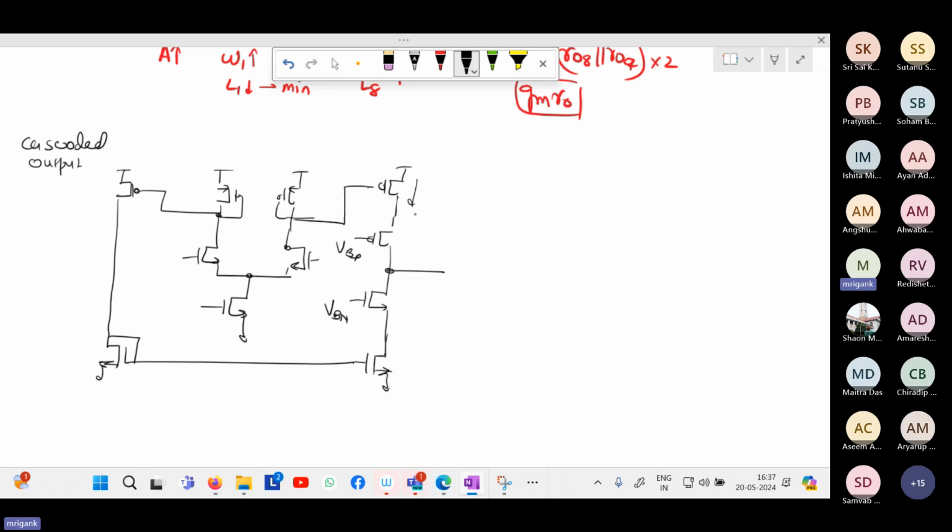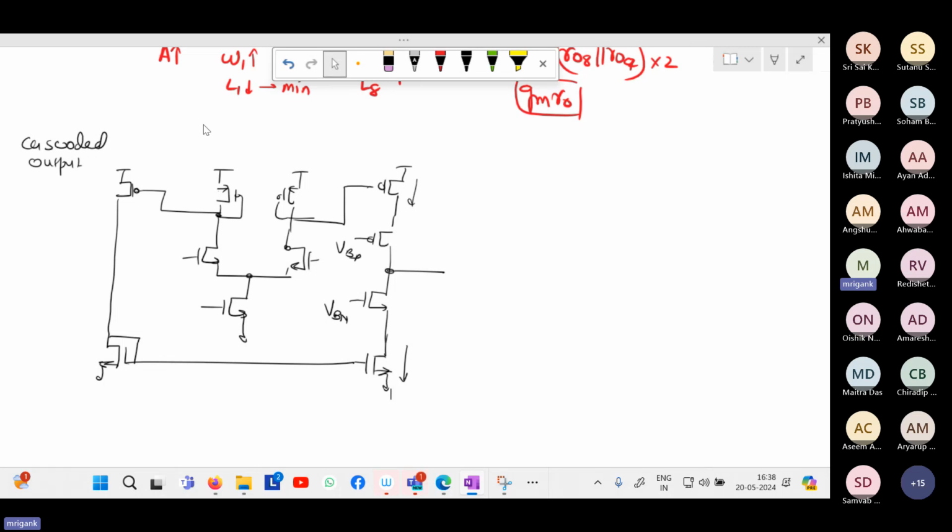Up to this point, the story is the same. Whatever current you are getting, the differential signal, that is remaining the same. So the current will be boosted by the intrinsic gain of the two MOSFETs. Current will be boosted.